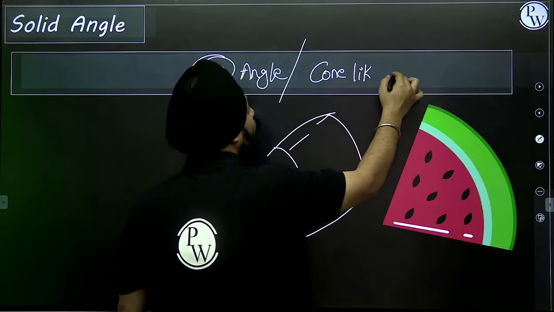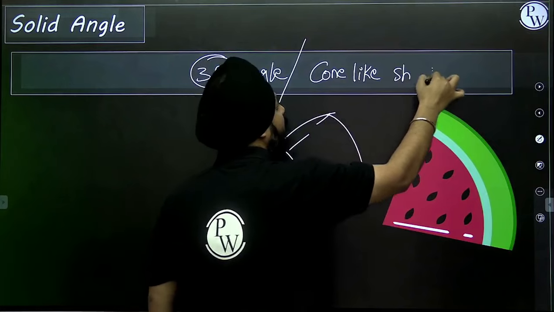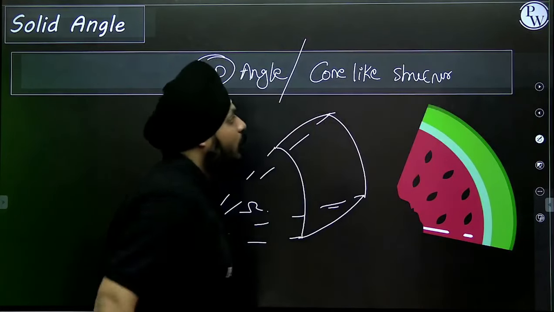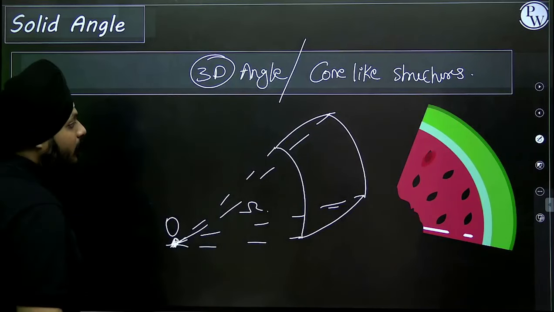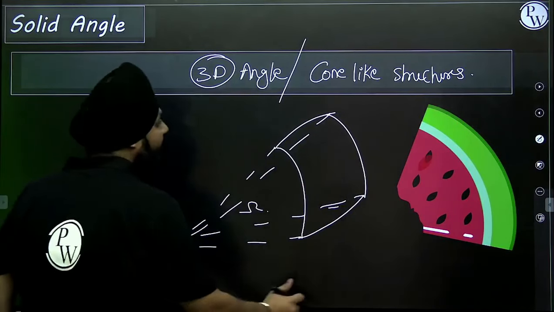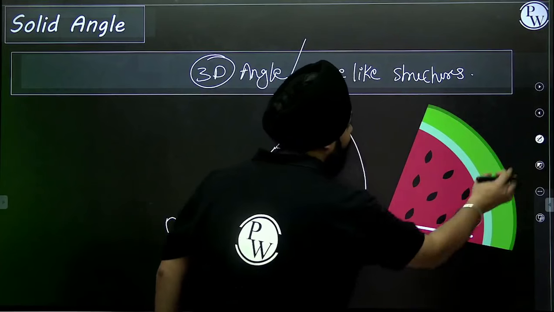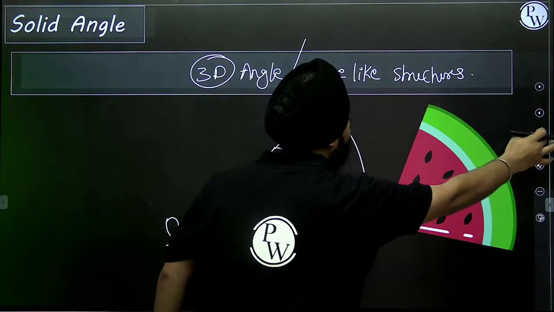Generally, it is formed into cone-like structures, right? Let us take another example to understand this situation very well.